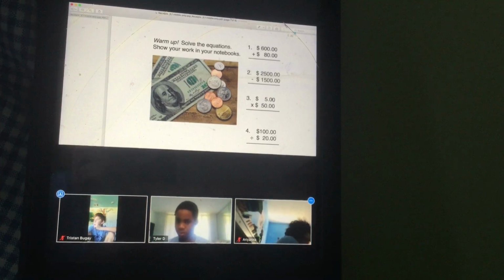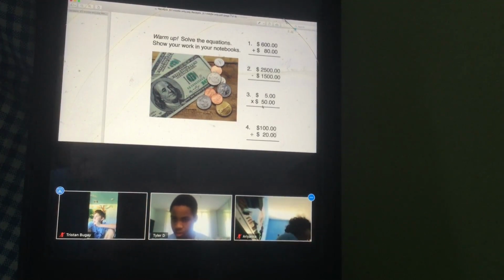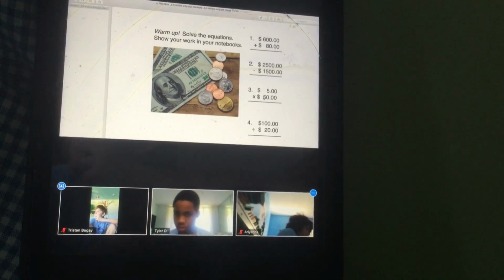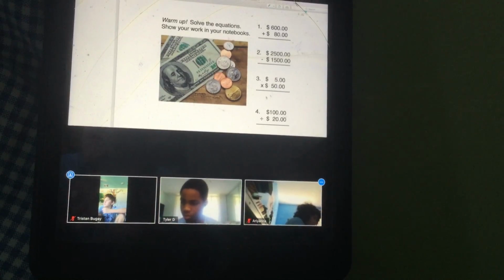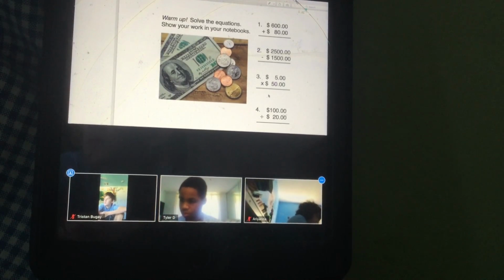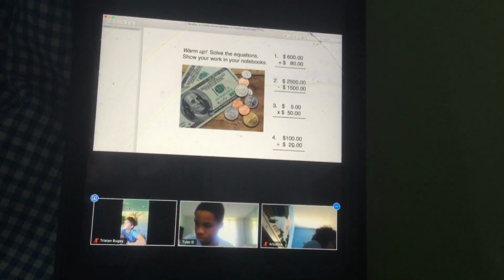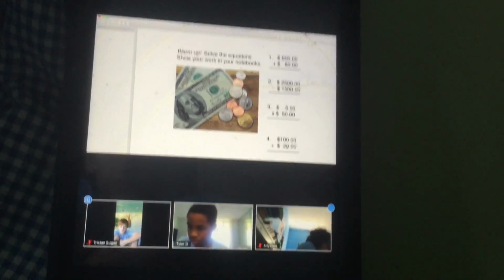We're carrying down the zeros, then we're doing another 0 because 0 times 0, and then 5 times 5 is 25. Division. Yeah, it's division. $5.